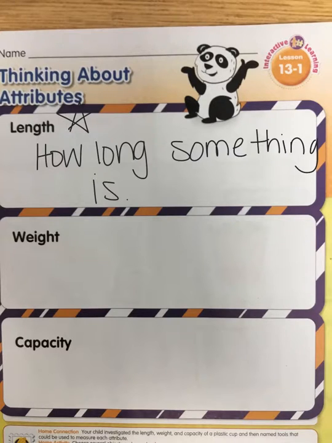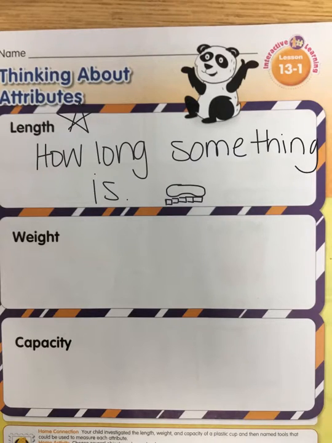If I wanted to measure how long my foot is, I could use cubes to measure how long it is. That's my footprint. Oh, it's about 1, 2, 3, 4, 5 cubes long. You did this with our Olympics.